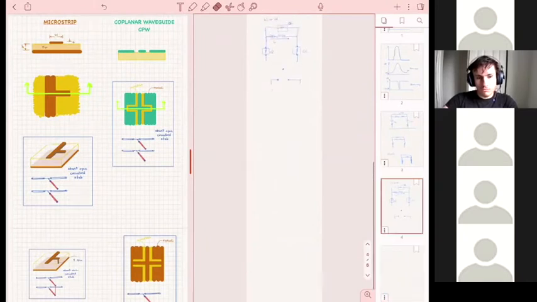How many of you feel comfortable with microstrip? Have you used microstrip before? Yes, I have. Okay. Is there anybody who has not used microstrip in some form before? I haven't. Okay, so we'll cover the specifics.